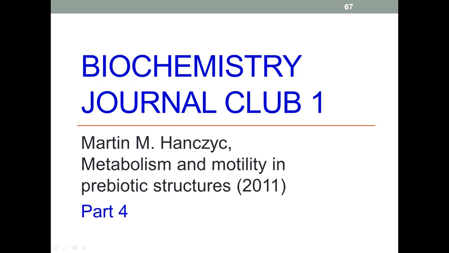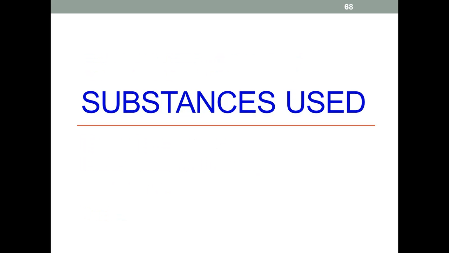Okay, welcome back to part 4 of the Journal Club series looking at Man and Hanczyc's paper on metabolism and motility in prebiotic structures. We're going to briefly look at the chemicals used, and then we're going to talk about the chemistry that was happening inside these interesting protocells that were produced.